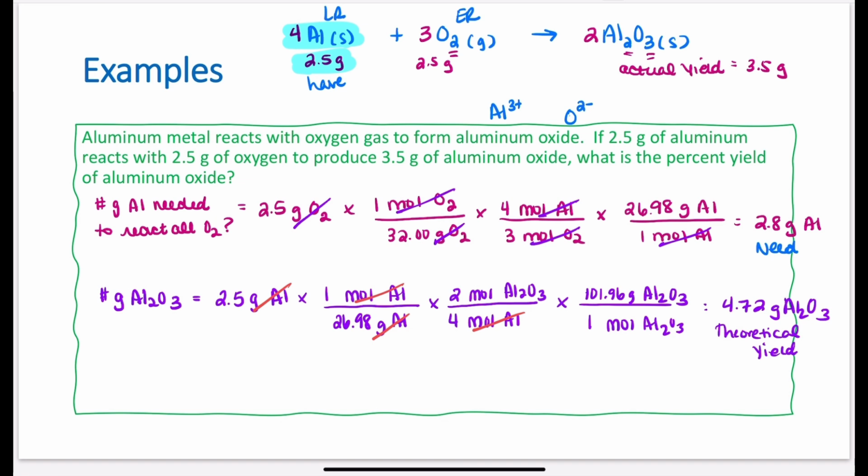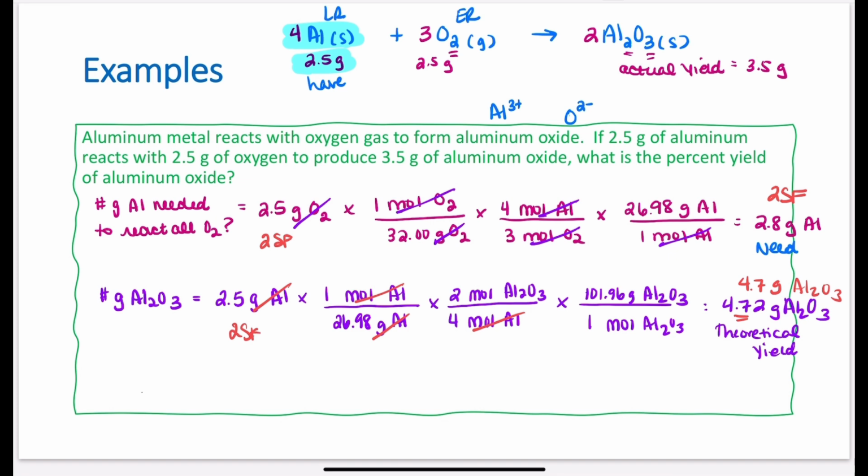Just a reminder, checking sig figs here. I have 2 sig figs here, so I need 2 sig figs here. I have 2 sig figs here, and 4, 4, 4. I need 2 here, so I should be rounding this to 4.7. And so we need to pay attention to that in our next calculation, okay? So 4.7 is what I should have for my theoretical yield.